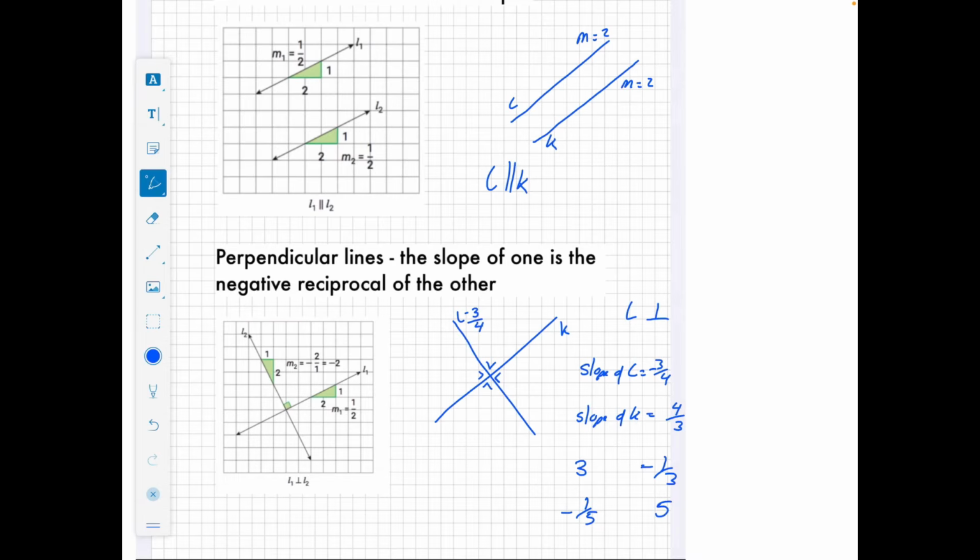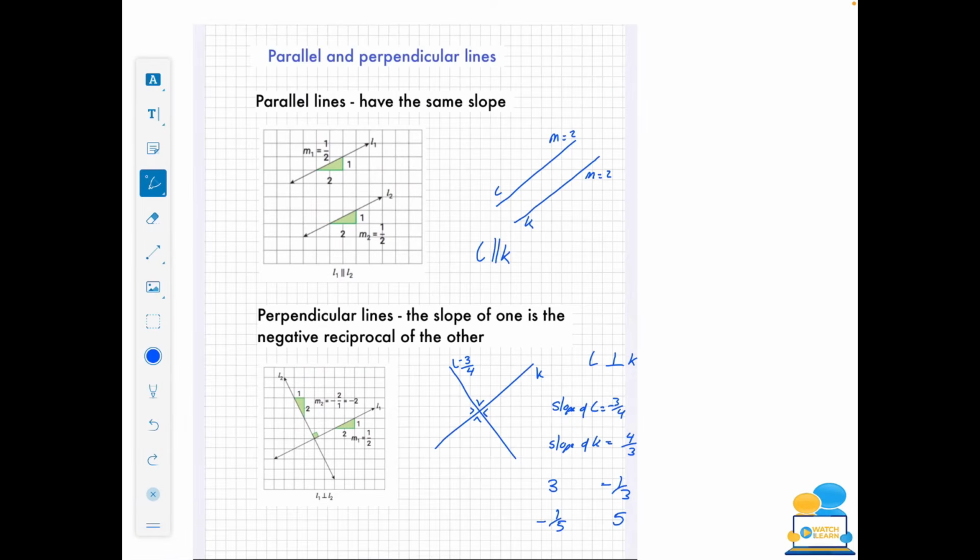What's really important as well is the symbol. If L is perpendicular to K, you write that as L, and kind of like an upside down capital T. That symbol there means perpendicular. So you need to know perpendicular lines. To get the perpendicular slope, flip it upside down and change the sign. Parallel lines have the same slope. You don't need to do anything.